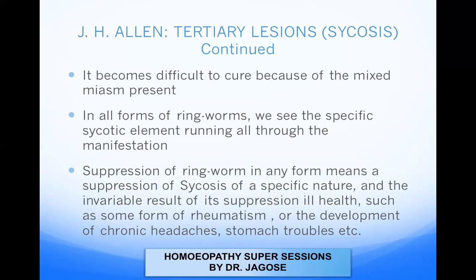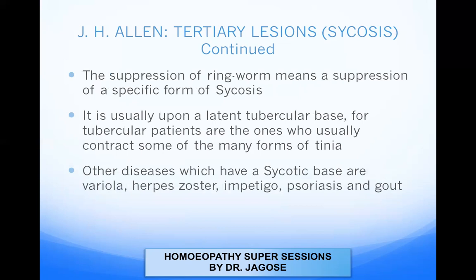So, when the ringworms are suppressed, in other words, when there is suppression of psychosis, the patient may develop rheumatism, chronic headaches, stomach trouble, etc. The suppression of ringworms means the suppression of a specific form of psychosis. Again, he is reminding you that since the psychotic manifestation runs throughout all the different types of ringworms, the suppression of ringworms means the suppression of a specific form of psychosis. It is usually upon a latent tubercular base.